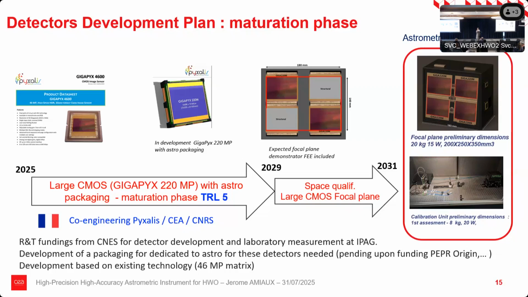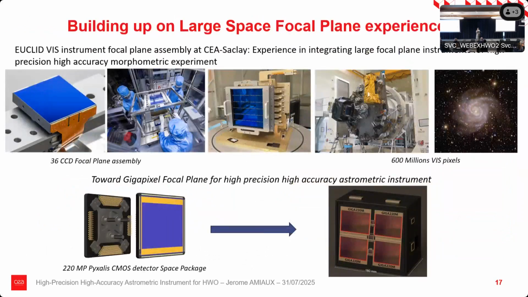In 4 years, we hope to have a focal plane with homemade space-like readout electronics developed in labs. And 1 or 2 years after, we hope to reach the TRL5 for the astrometric instrument. That means the focal plane and also the calibration unit. Next.